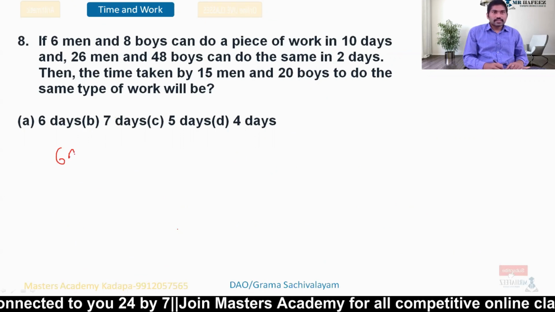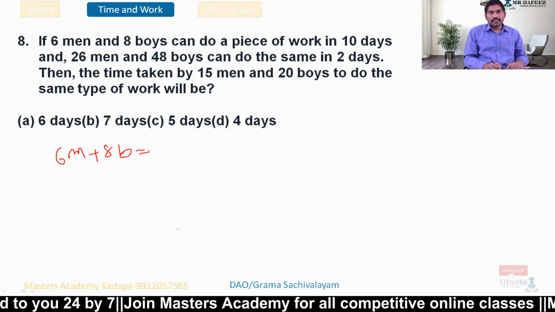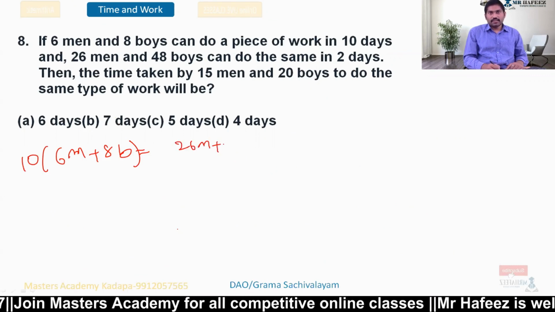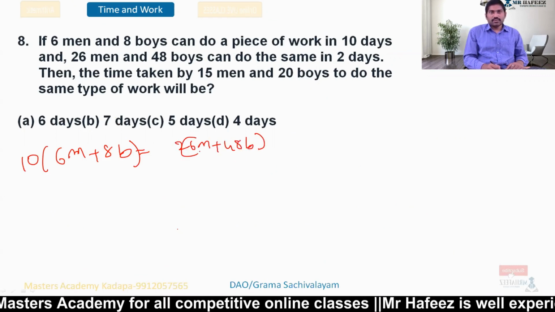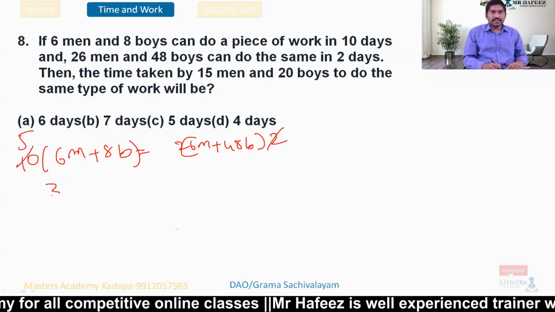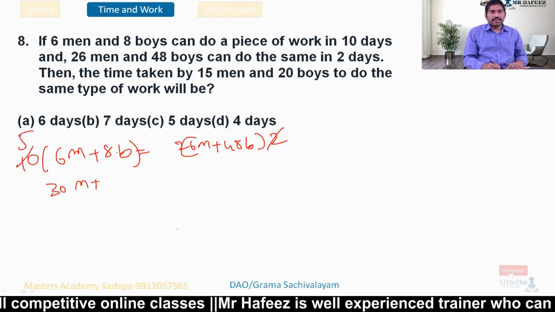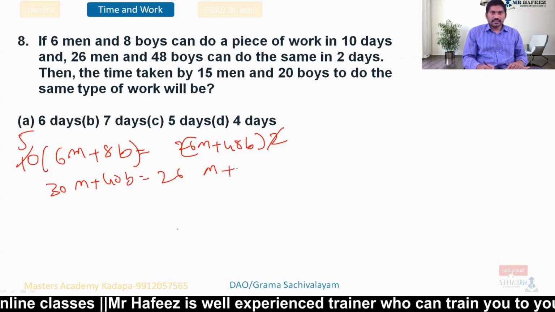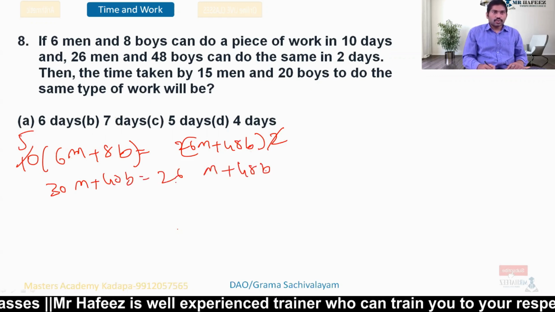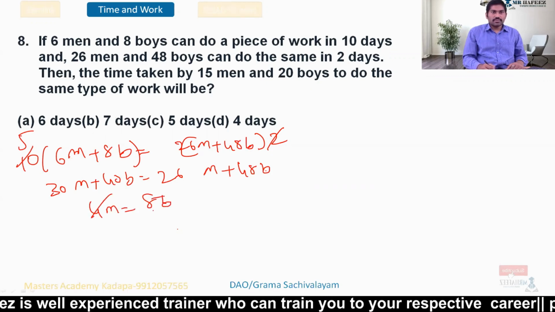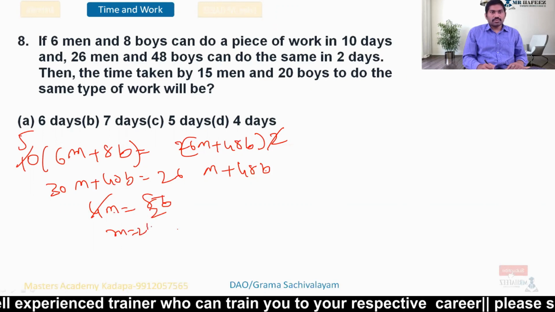6 men and 8 boys can do a piece of work in 10 days. 26 men plus 48 boys can do the same piece of work in 2 days. So 2 ones, 2 5s. 5 6, 30 m, 8 5s, 40b equals 26 m plus 48b. So 4 m equals 48b. So 4 ones, 4 2 times. So m equals 2b.